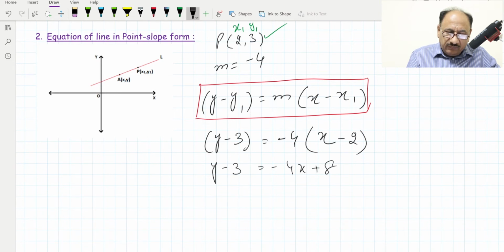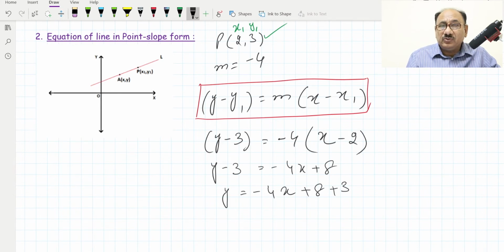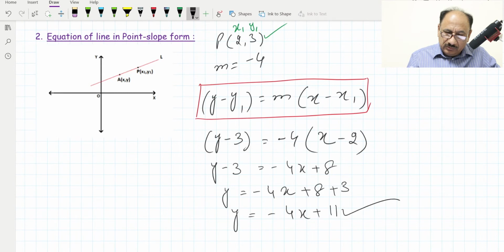And now we can shift minus 3 to the other side and we will get y is equal to minus 4x plus 8 plus 3. Basically minus 3 will be shifted to the other side, we'll get plus 3. So further simplification will be y is equal to minus 4x plus 11. So this will be the final equation, which we have found by using a point and a slope. This is known as equation of line in point slope format.